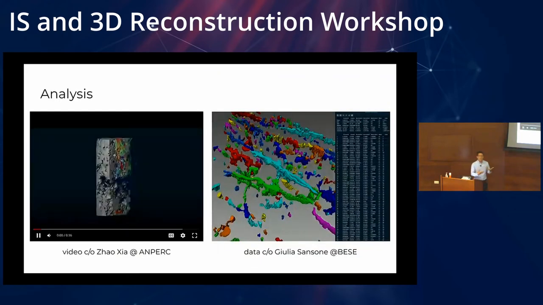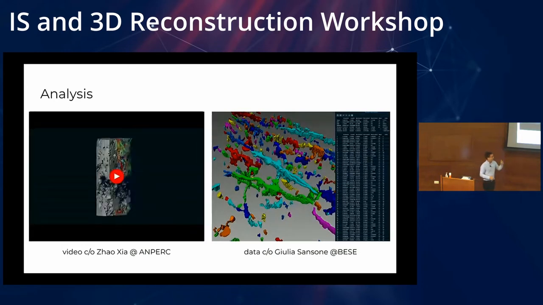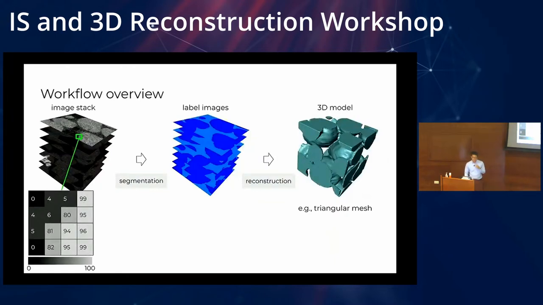And more importantly, you want to do analysis. So now that you've separated the important parts in your data, you want to do some analysis. For example, with this data set from Chow, from Anpert, once he segmented the rock from the core sample, he's able to perform some sort of flow simulation. And for Julia, once she's able to segment the axons from the microscopy images, she's able to perform some quantitative analysis, so measuring the 3D volumes, the distribution, et cetera. So that's the motivation. You want to do your segmentation so you can do some nice visualization and analysis.